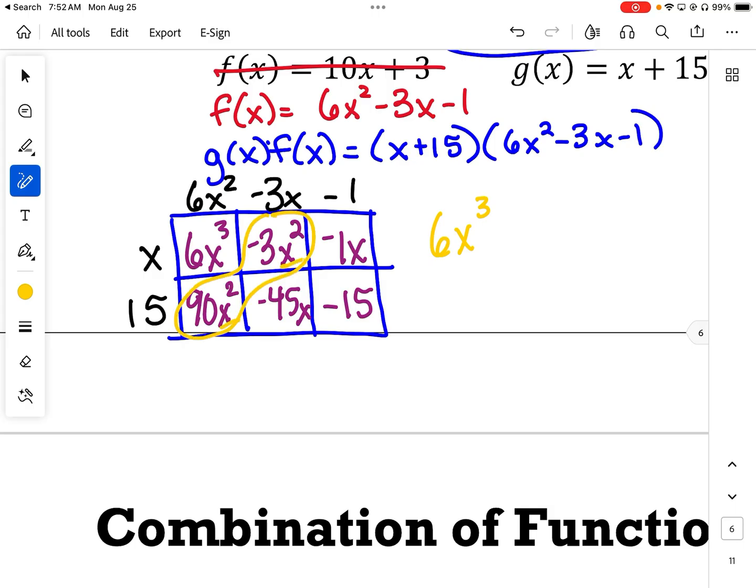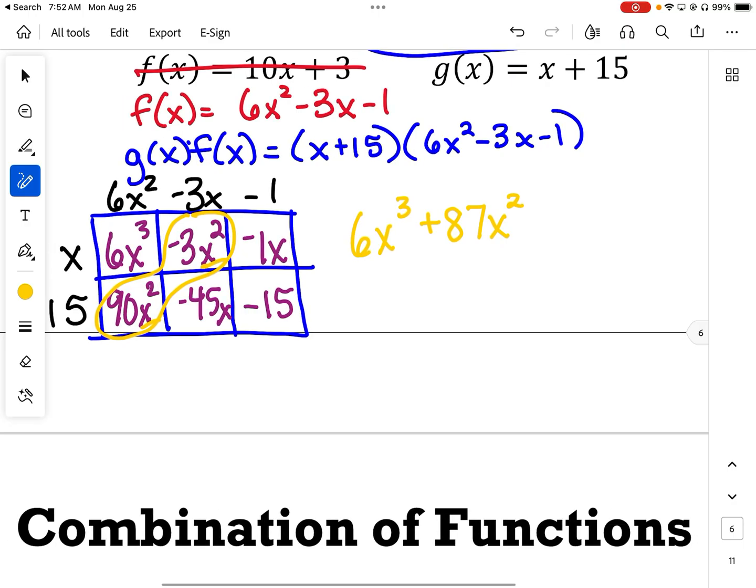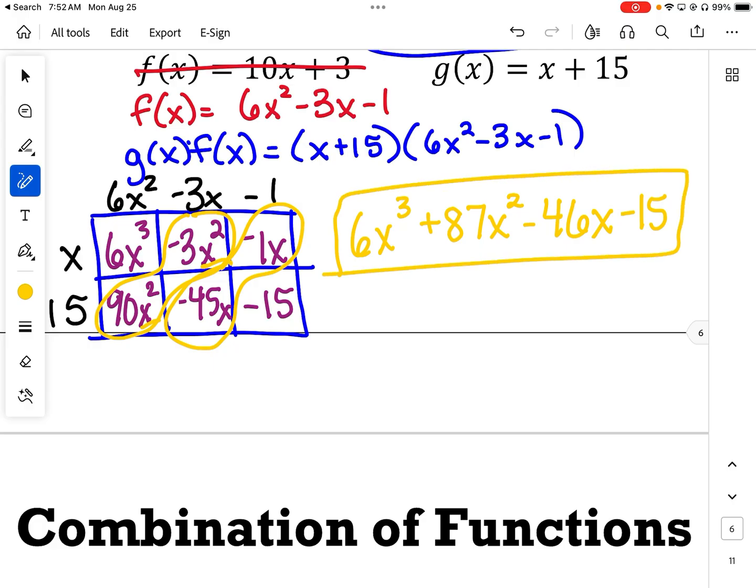So our first term can't combine with anything because it's a cubed. There's no other cubed. We make our little peanuts to combine the like terms. These are both x squared, so that's how we can combine them. So we do 90 minus 3. Positive 87x squared. Almost forgot my squared. And then these two are both just x's, so wrap them up. And that's negative 46x.